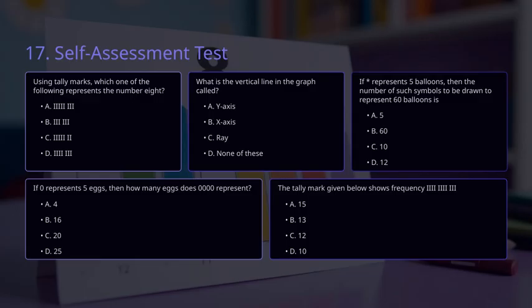Lastly, we have a question about representing a large number of balloons with symbols. If each equals 5 balloons, then to reach 60 balloons, how many symbols do we need? Just think about how many groups of 5 fit into 60. That's 12. So, drawing 12 symbols would represent 60 balloons accurately. Remember, these kinds of questions test your understanding of basic data interpretation and counting methods, which are fundamental skills in many areas. Keep practicing, and you'll get more comfortable with these concepts.